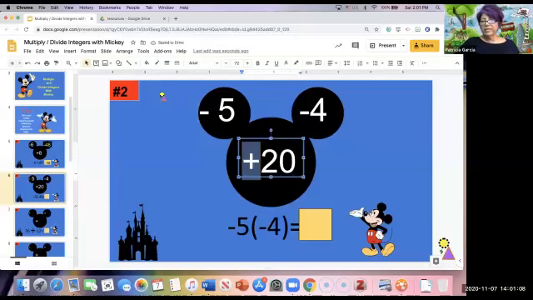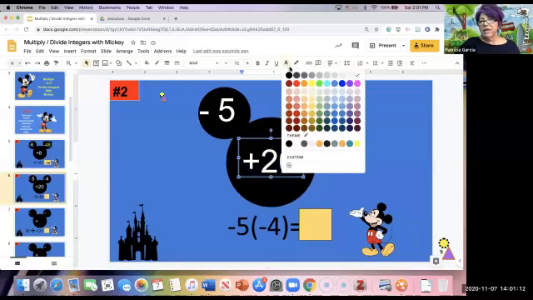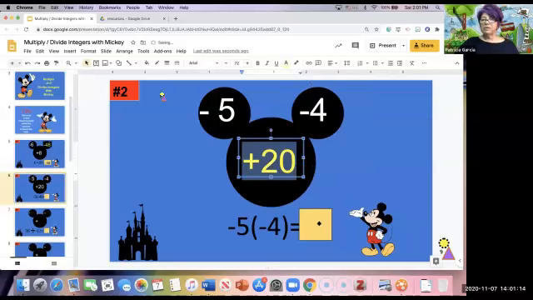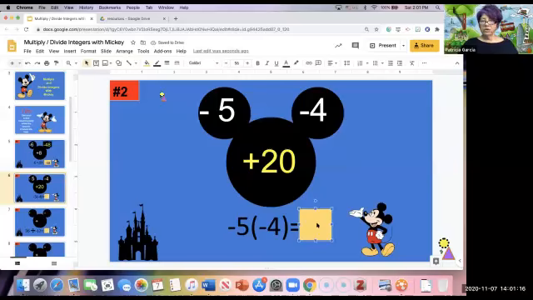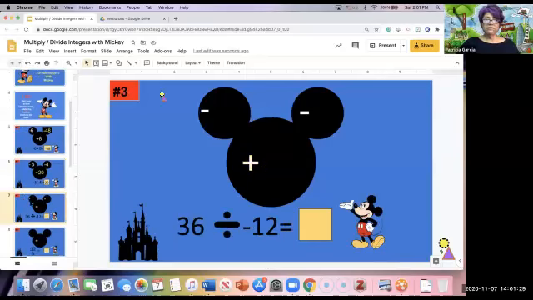And we're going to take this 20, the one that we multiplied, and make it yellow in the face so we can clearly see what our answer is going to be. So -5 times -4 will be +20. Okay. So that's how you multiply with integers using the Mickey ears. So next we're going to go to division.